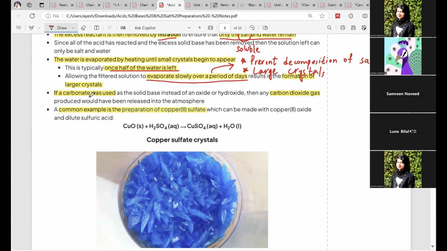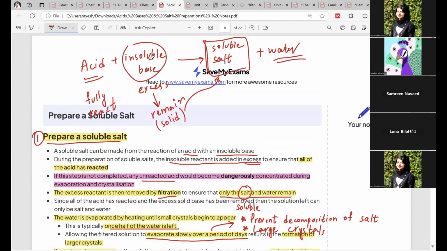And if carbonate is used in place of the base, we said that we are using acid with insoluble base. It is making salt and water. Insoluble base can be metal oxide, metal hydroxide, maybe metal carbonate, just like we said before. If this insoluble base is going to be metal carbonate, then there will be a third product, carbon dioxide gas as well. Then there will be soluble salt plus water plus carbon dioxide. But carbon dioxide will just leave quickly in the form of bubbles, no problem. So the remaining whole process will be the same.